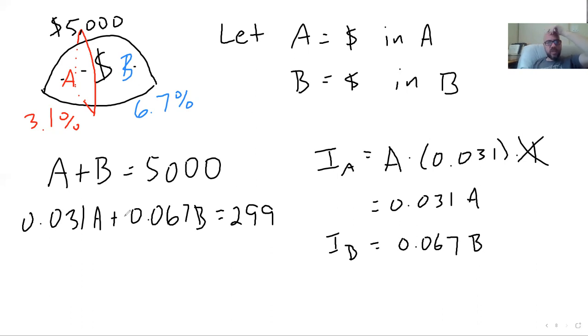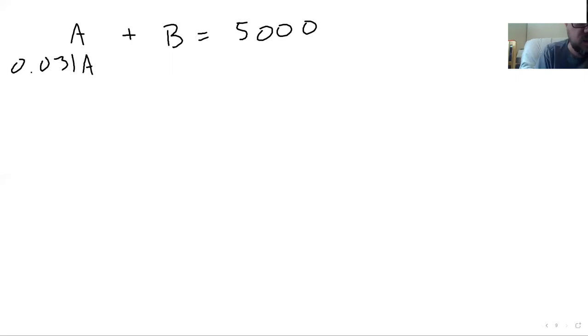So let's take these two equations and stick them on a new board so that we have a little bit of room, and then decide how we're going to attack this. So A plus B is 5,000. I'm going to space this one out. A plus B equals 5,000. And 0.031A plus 0.067B equals 299.